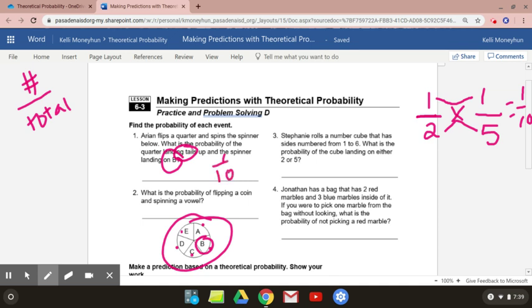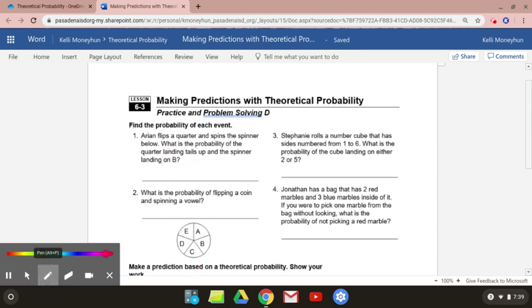Okay, for number 2, unless you've been instructed to skip it, we need to do a little bit of editing. Okay, what's the probability of flipping a coin? We're going to say flipping heads on a coin. Heads on a coin. And spinning a vowel. Okay, so remember that vowels are A, E, I, O, U, sometimes Y. Okay, is this a prediction or regular theoretical probability? It's not saying we expect something to happen or what do you think is going to happen. So this is just regular theoretical probability.